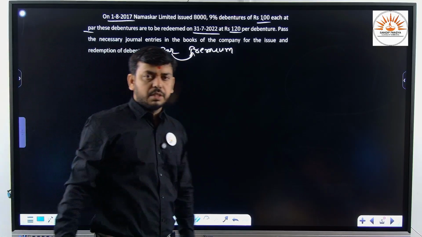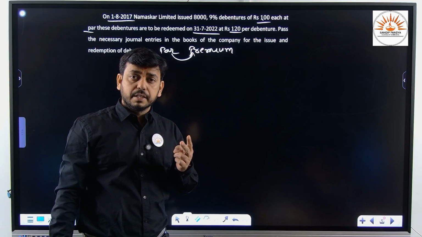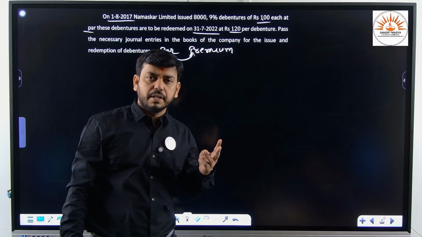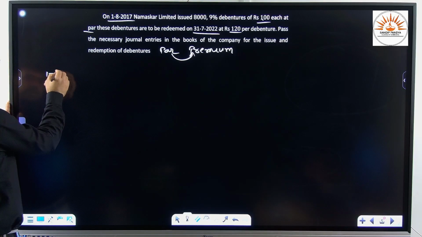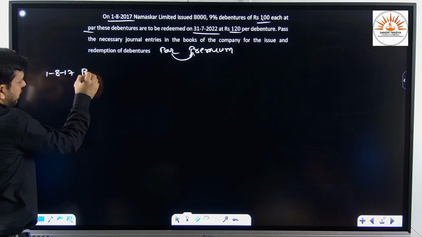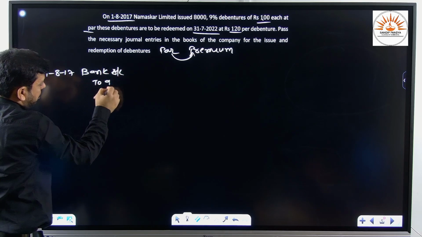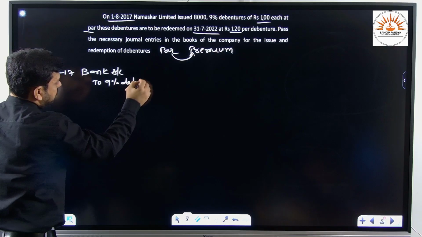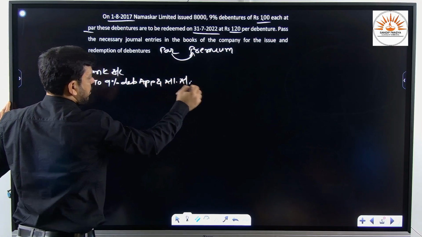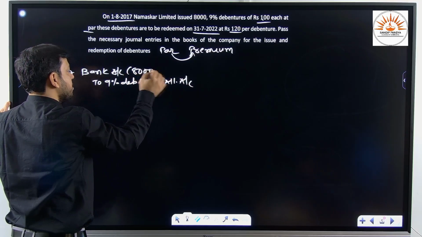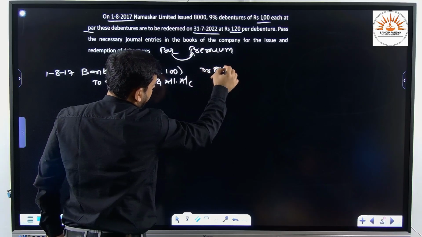So how many total number of journal entries shall we pass? 4. Number 1, for whenever application money is received. Number 2, application account is closed. Number 3, for redemption. And finally, whenever amount is paid. So let me show you one by one. On 1st August 2017, where we are receiving application money, hence we shall write bank account debit to 9% debenture application and allotment account. Sir, by what amount? Number of debentures into amount received per debenture. That is rupees 8 lakhs.